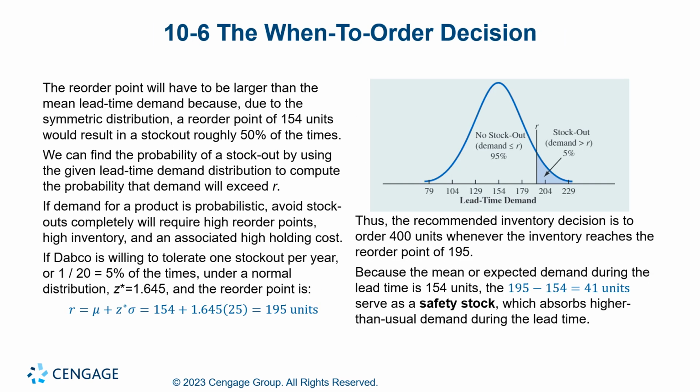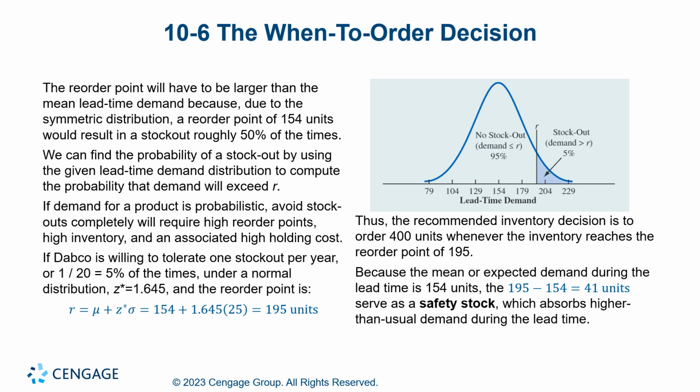Next we answer the question of when to order. Now we have a mean lead time demand of 154 units, and you might first suggest a reorder point of 154 units. However, we need to consider the probability of demand, and now these probabilistic assumptions become important.